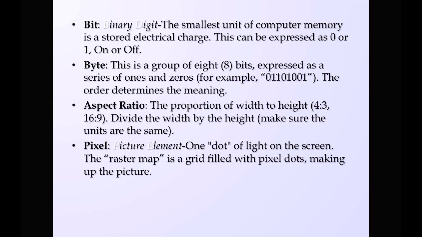A pixel is a picture element. It's one dot of light on the screen. The raster map is a grid filled with pixel dots making up the picture. Remember, raster graphics, it's like a map. So a raster map is that grid that is describing the image as the different discrete pixels making up the picture.